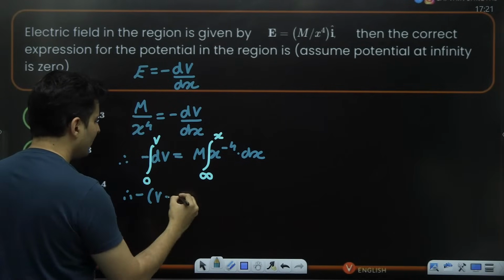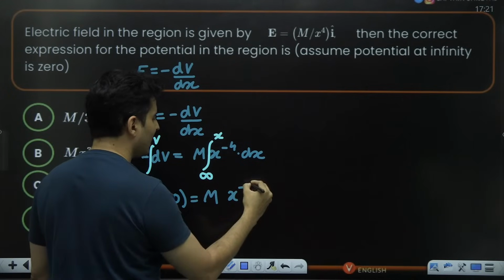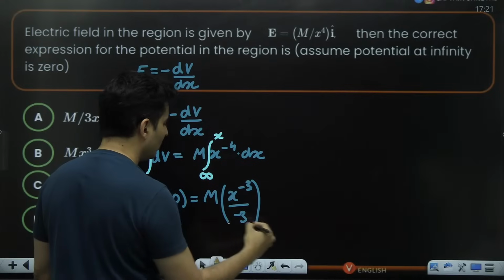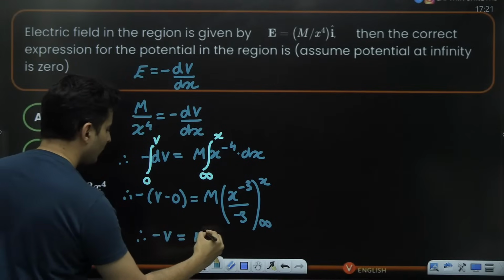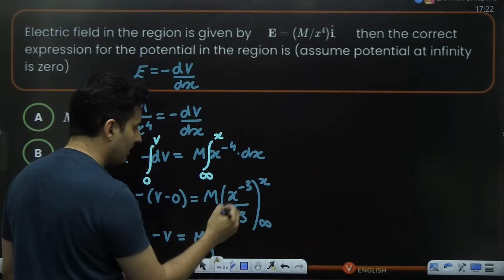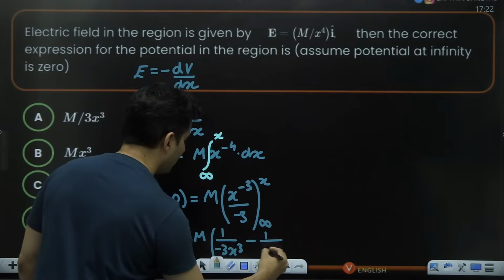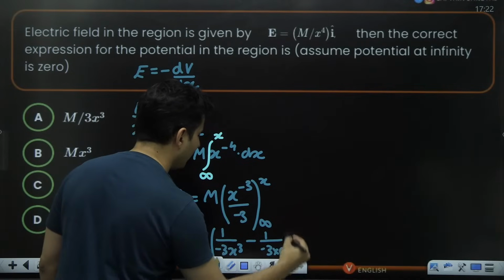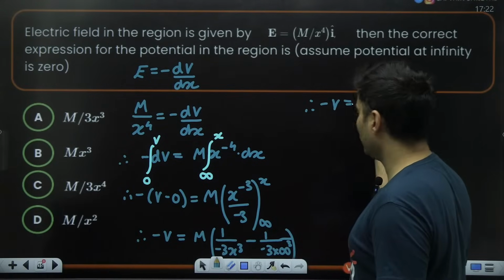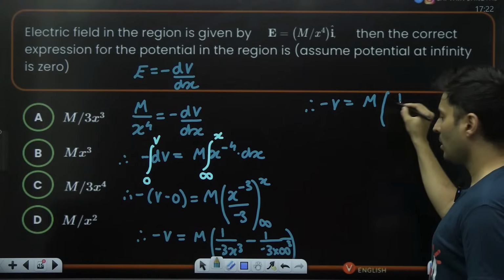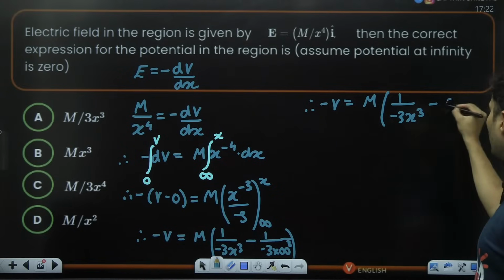So what do we get? Minus, first put V, then put 0. Integration of dV is V only. Then m is there. This will become x raised to minus 3 divided by minus 3. And then put the limits, infinity and obviously x. Let's solve this. So this will become minus V is equal to m, first put the upper limit, so it will become 1 by minus 3x cube, minus 1 by minus 3. Instead of x, you are going to put infinity, the lower limit. Yes, infinity cube. So what will happen? Minus V is equal to m into 1 by minus 3x cube. This number, 1 by infinity, is 0. So this is just 0.